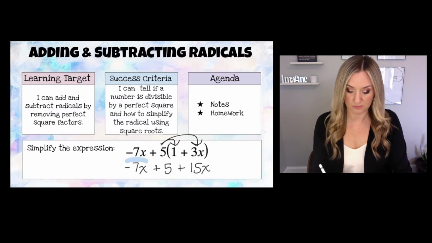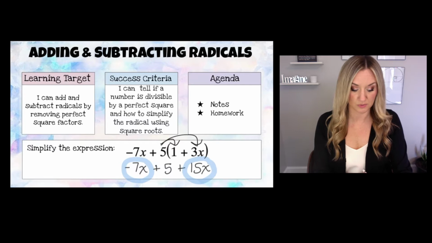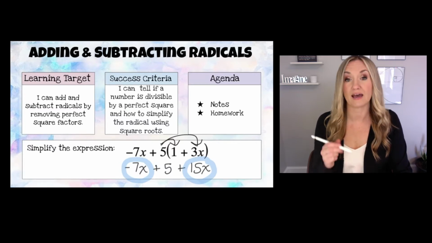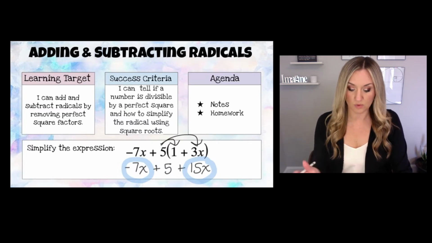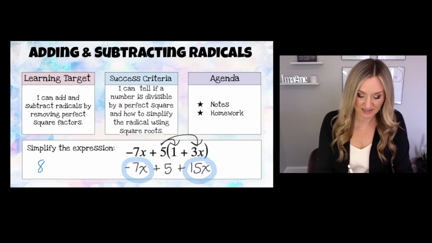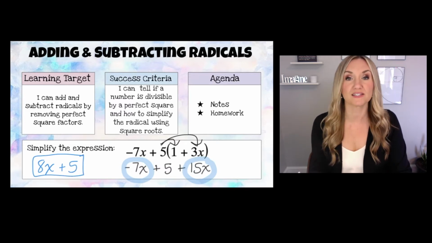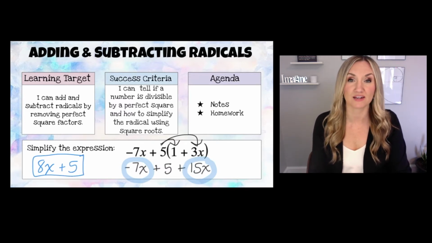Like terms are going to be these two right here because both of them have an x. And so we're going to combine those. It's negative 7 plus 15, so that's going to give us an 8x, and then we have that plus 5. And we cannot add those two because they are not like terms, so we have simplified that expression all that we can.